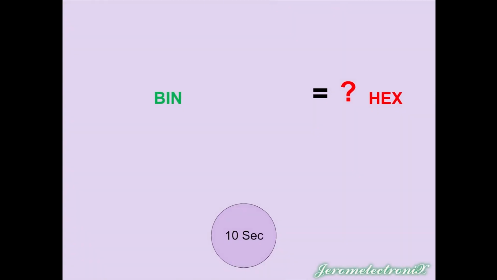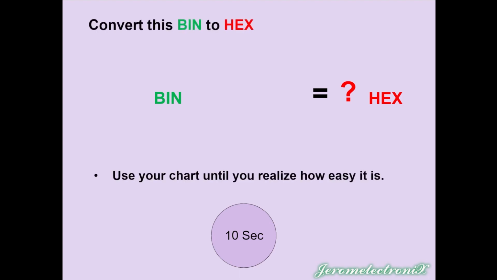It's not so bad. So now, in a second, I'm going to start the timer, and I'd like you to put in your logbook, your engineer's notebook, or on scratch paper, something. I want you to see if you can convert the binary number that I give you to a hex number before the 10-second timer runs out. You ready to go? Pause the video if you need some time to get ready for this. Okay, here we go. Convert this binary number to hex. Use your chart until you realize how easy it is to make these conversions. Go.